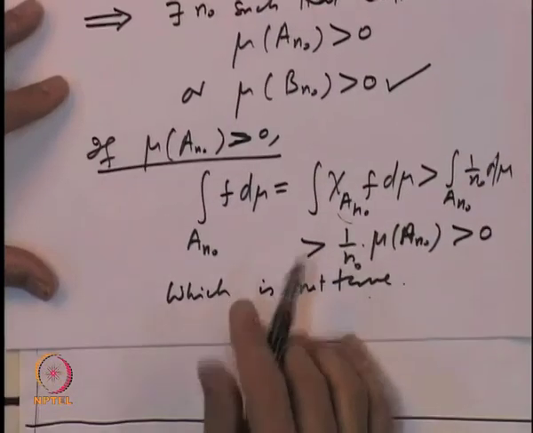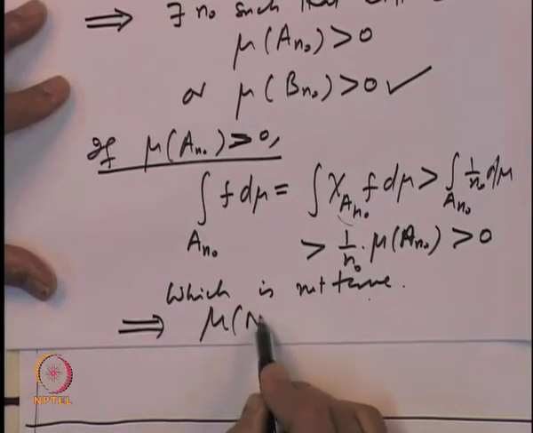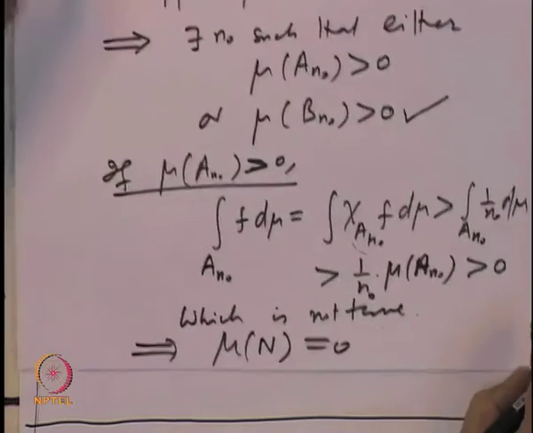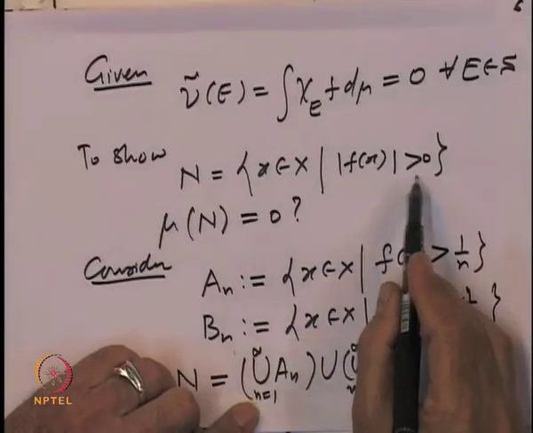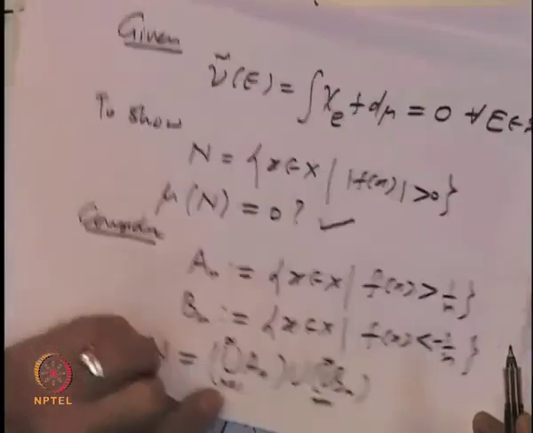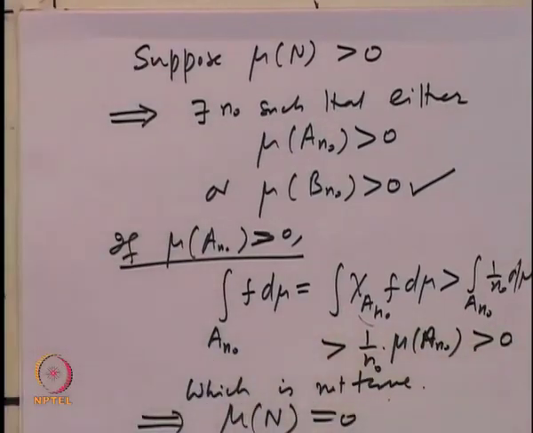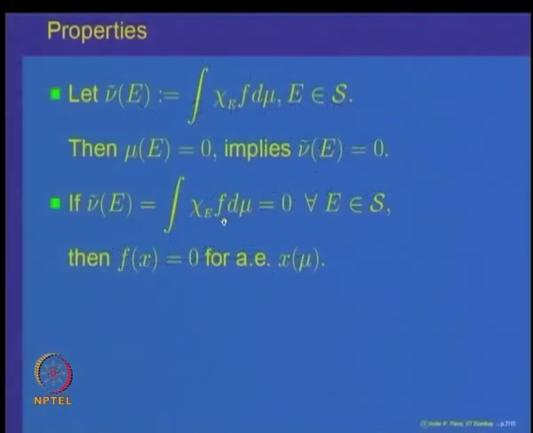So, this implies that the measure of the set N is equal to 0, where N was the set where f of x is not equal to 0. So, this set has got measure 0. This is what we wanted to prove. So, we have proved the property that if f is an integrable function, and its integral over E is equal to 0 for every E belonging to S, then f must be equal to 0 almost everywhere. Okay. So, this is a very nice and useful property.